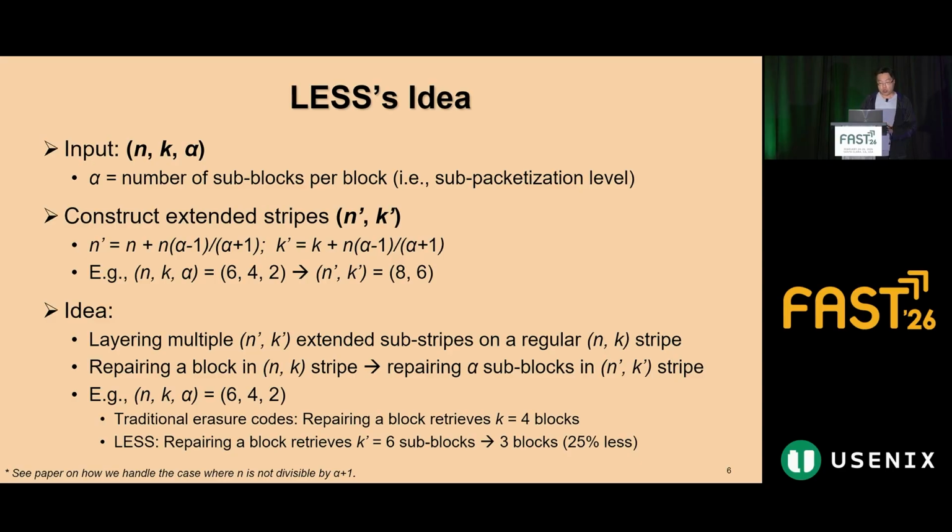So the idea is we layer multiple N prime, K prime extended substripes on a regular N, K stripe. So when you want to repair a block in an N, K stripe, it will be translated to the problem of repairing alpha subblocks in an N prime, K prime stripe. So for example, in N, K, alpha equal to 6, 4, 2, traditional erasure codes will need to read K blocks to repair a block. So K is equal to 4. Now with LESS, you can retrieve K prime equal to 6 subblocks, and each block has 2 subblocks here. So 6 subblocks means 3 blocks. That will be 25% less than traditional erasure codes.